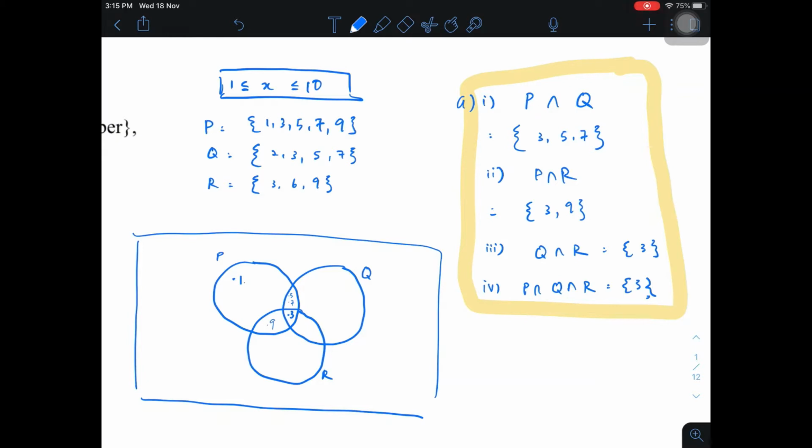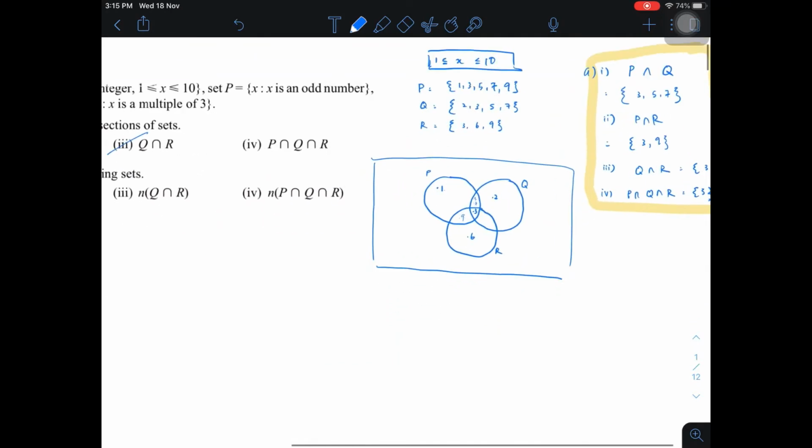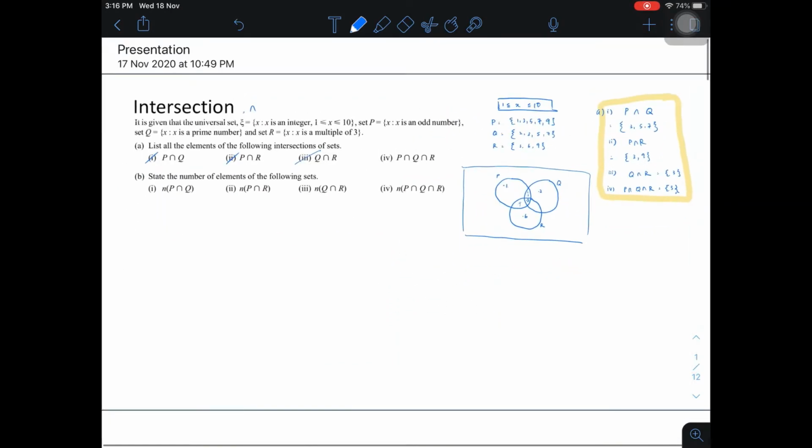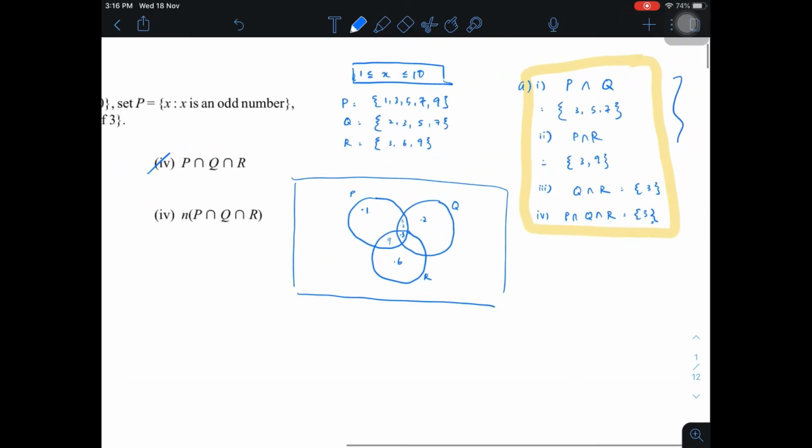For Q, we still have 2. So 2, 3, 5, 7. Right? And R, we have 3, 6, 9. So there you go. This is how it will look if you draw it in a Venn diagram. Right, so the next one, we want to determine how many elements there are in the following sets, which is this basically, right?